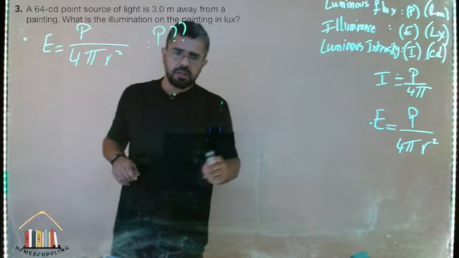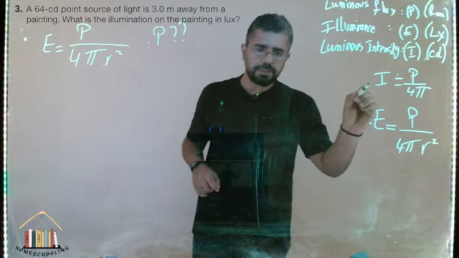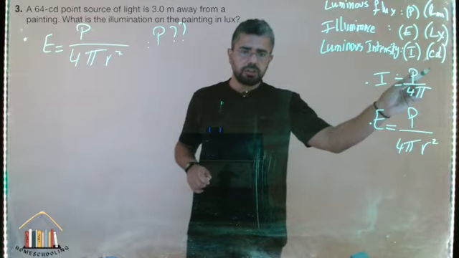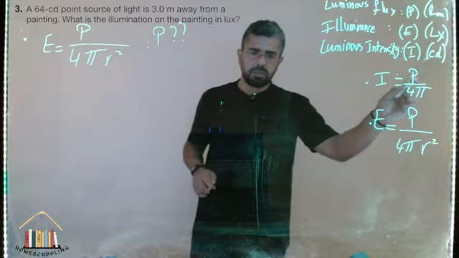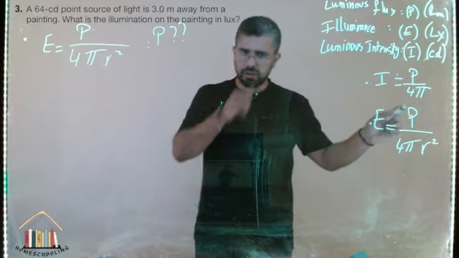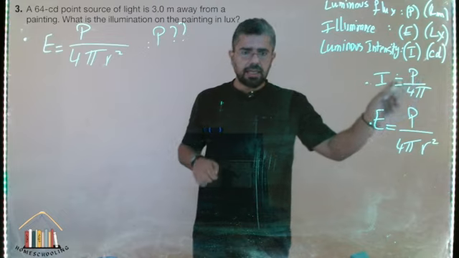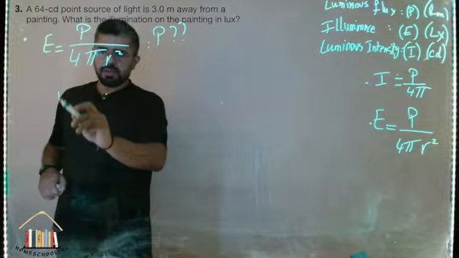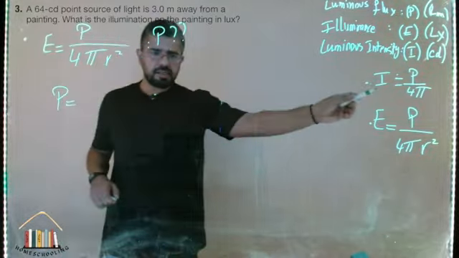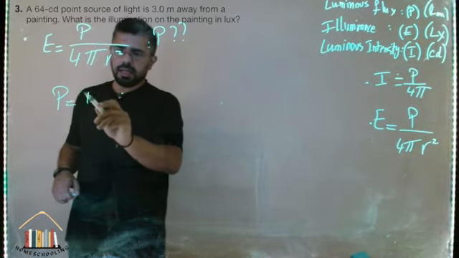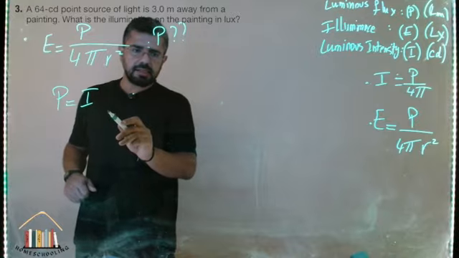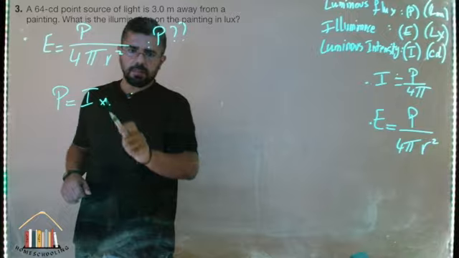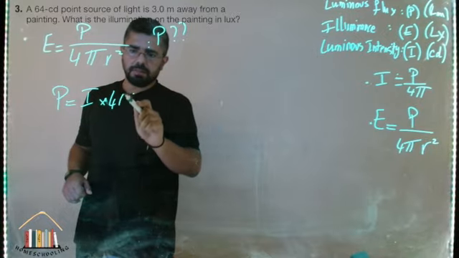What is P? So here we have to use this equation. Okay, remember the luminous intensity I, which has the unit of CD, is equal to P, which is the luminous flux, over 4 pi. So here the unknown is the P, the capital P. So how to calculate P in this case? By referring to this equation, P will be equal to the luminous intensity multiplied by 4 pi.